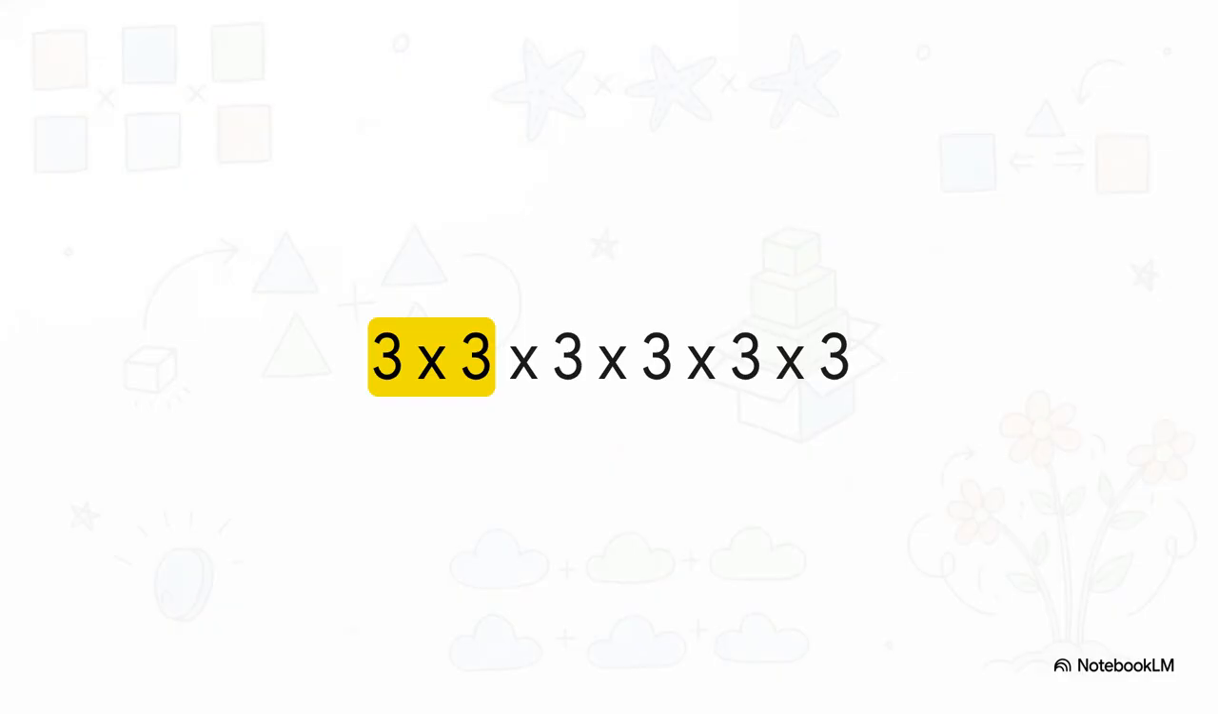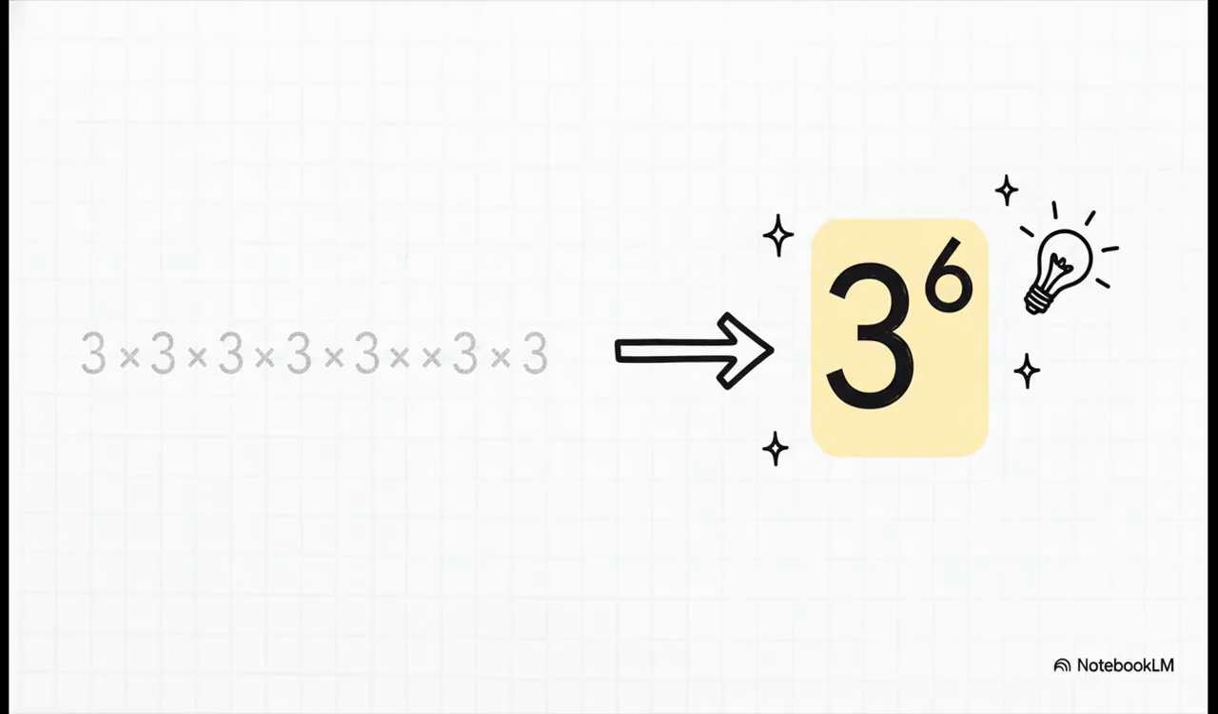Just take a look at this. It's a whole bunch of threes all multiplied together. Writing this out every single time would be a total pain. It's practically screaming for a shortcut, some kind of elegant solution. And boom, here it is. This one compact little expression says the exact same thing as that long string of numbers we just saw. This is an exponent, and it's the beautiful shorthand we were looking for.